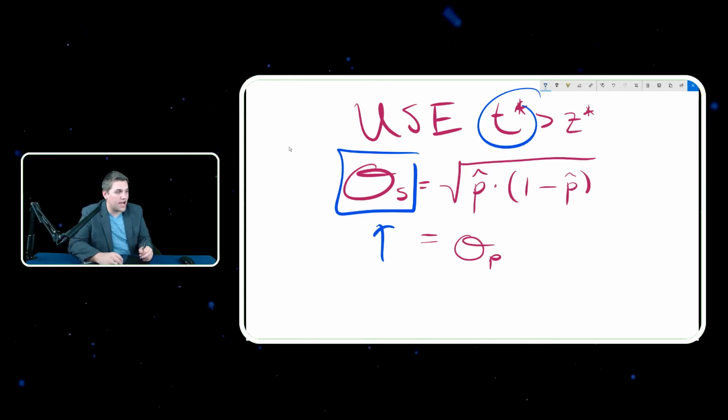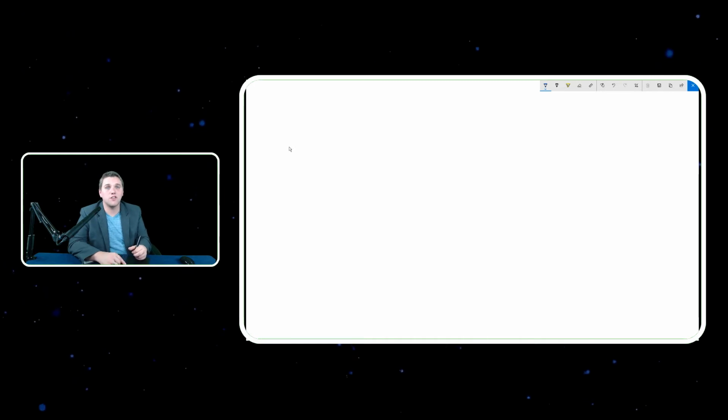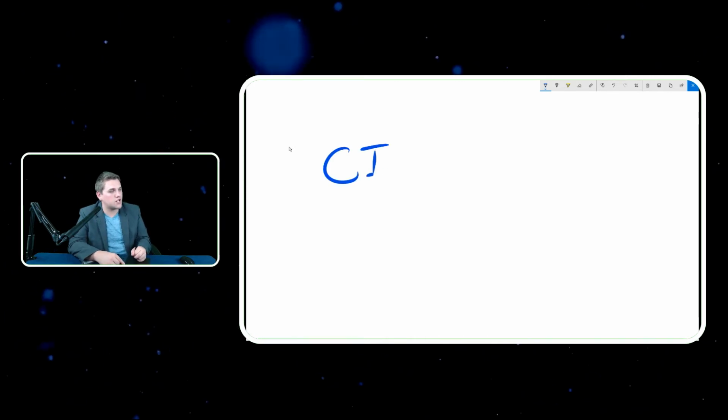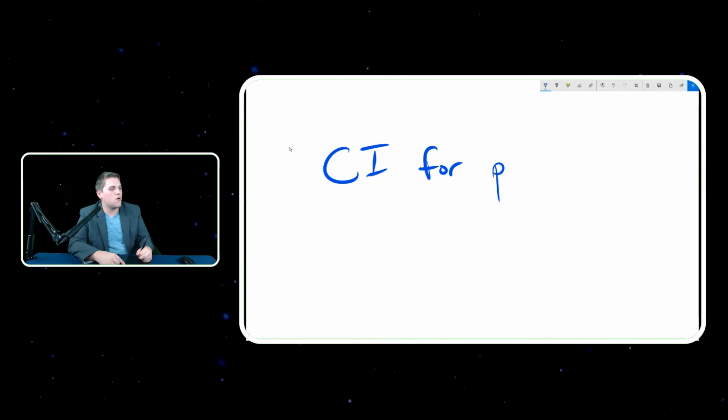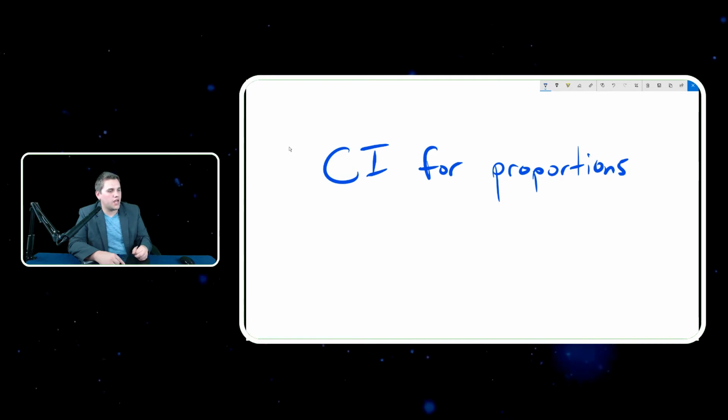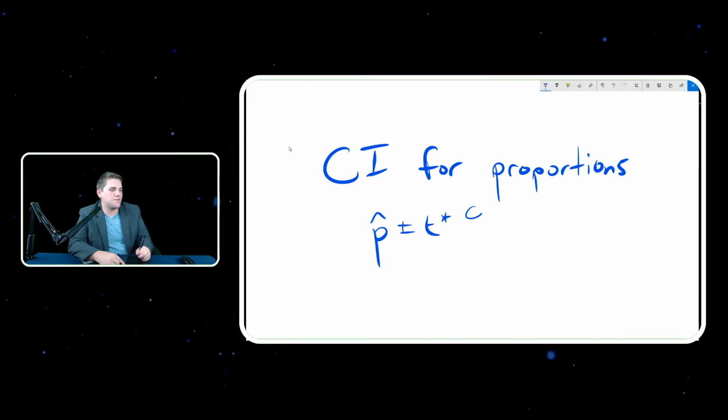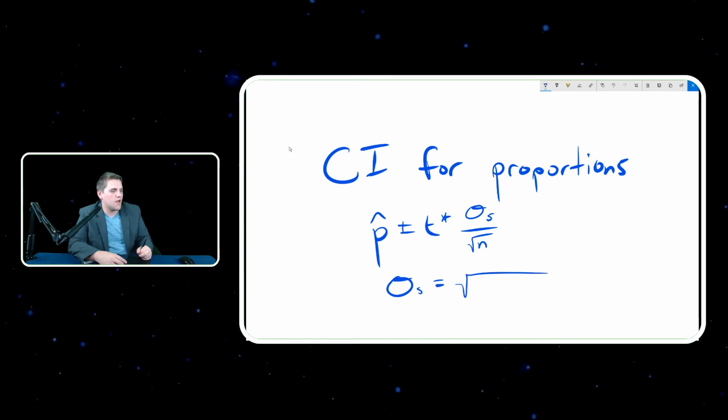And so now I'm going to give you guys the formula for confidence intervals for proportions. So this is confidence intervals for proportions. This is the formula. It is essentially the same thing. The proportion that you calculated, plus or minus T star times the sample standard deviation over the square root of n. It looks almost identical, but the only difference is the sample standard deviation is calculated by taking the square root of p hat times 1 minus p hat.